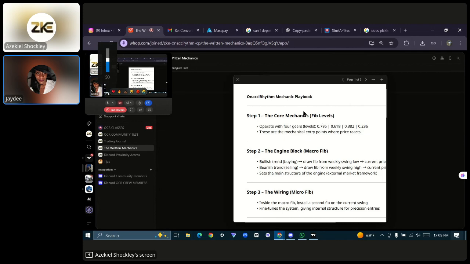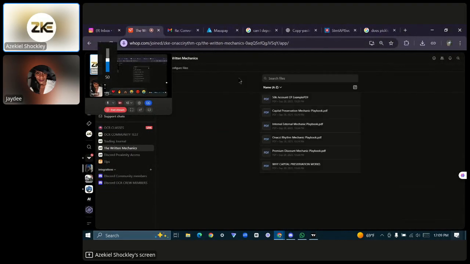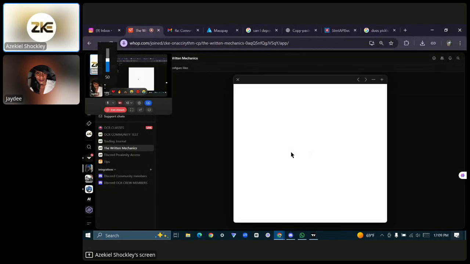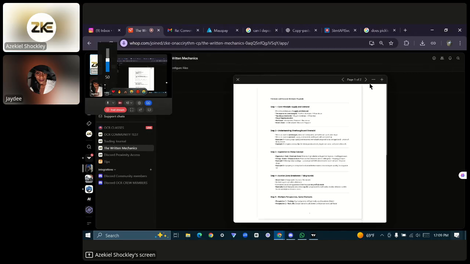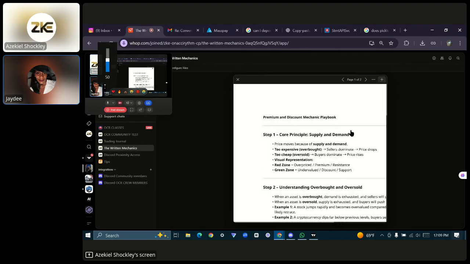All right, here are the core mechanics. Step one. Well, I did it in order, but actually, before we get into this, we need to understand premium and discount. Did I go over this with you already or no? No. Okay, bet. Let's do it.